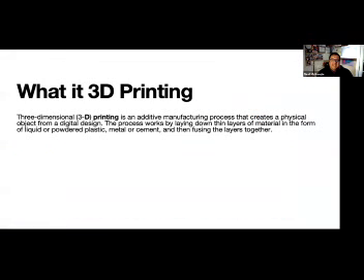So let's go back there. So what is 3D printing? Well, in basic terminology, 3D is obviously three-dimensional, and printing is an additive manufacturing process that creates a physical object from a digital design. And this process works by laying down thin layers of materials, in the form of liquid or powdered plastic, metal, cement, and then fusing those layers together.